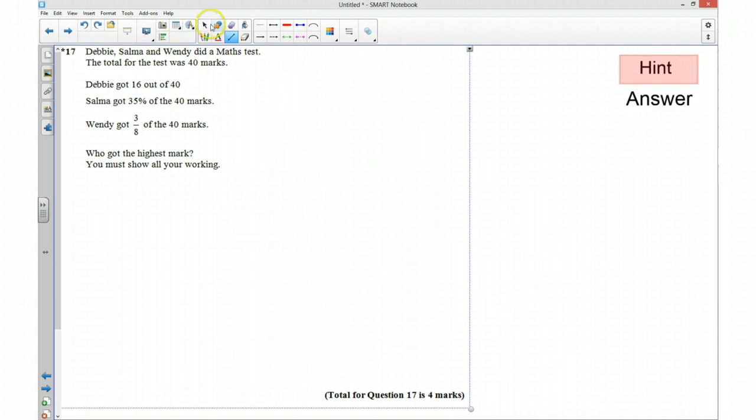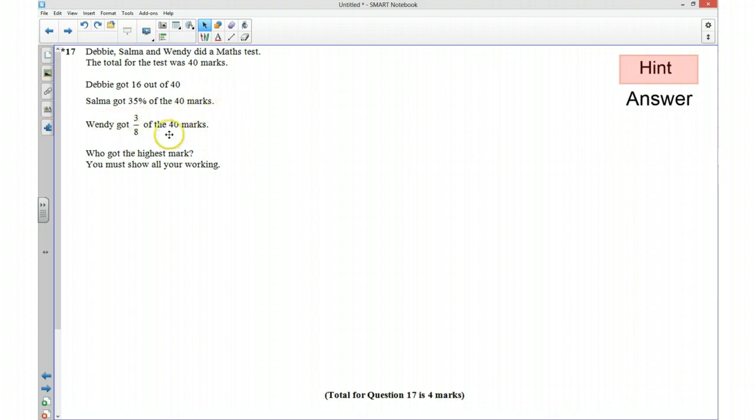Question 17. Debbie, Selma, Wendy did a maths test. The total for the test was 40 marks. Debbie got 16 out of 40. Selma got 35% of the 40 marks, and Wendy got 3/8 of the 40 marks. We need to decide who got the highest marks.